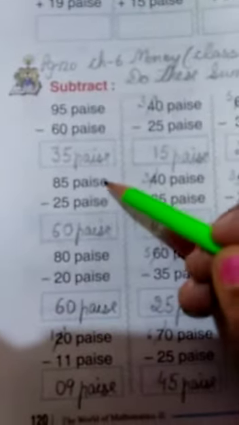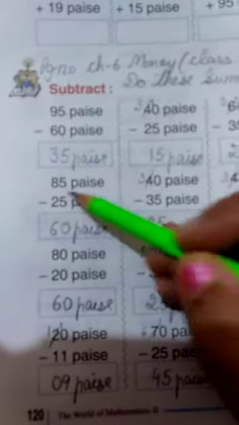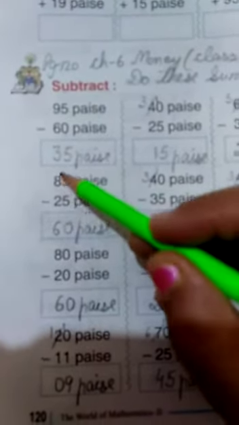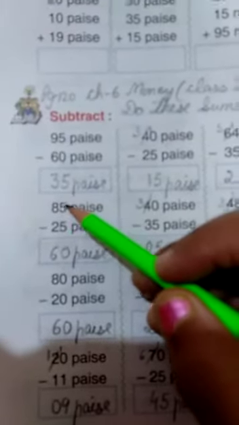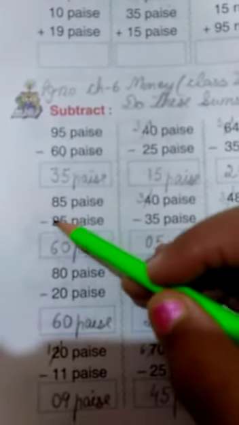Okay. 85 paise minus 25 paise. 5 minus 5 is 0 and 8 minus 2 is 6. Don't forget that you have to subtract the ones column and then the tens column.